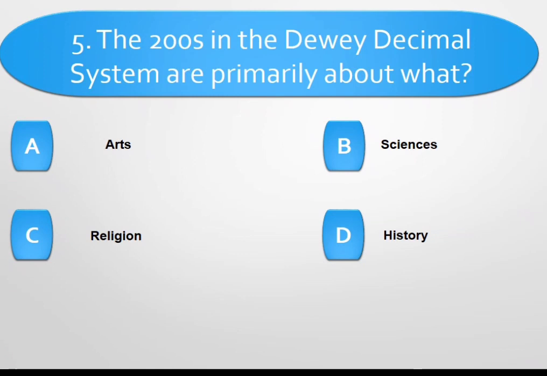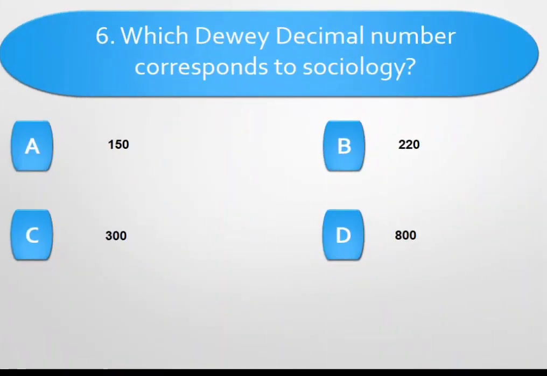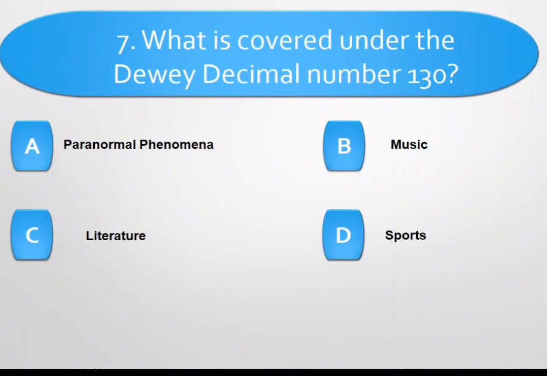Number 5, 200 in the Dewey decimal classification system is primarily about what area? 200 is about religion. The right answer is C. Number 6, which DDC number corresponds to sociology? Sociology belongs to 300. C is the right answer.